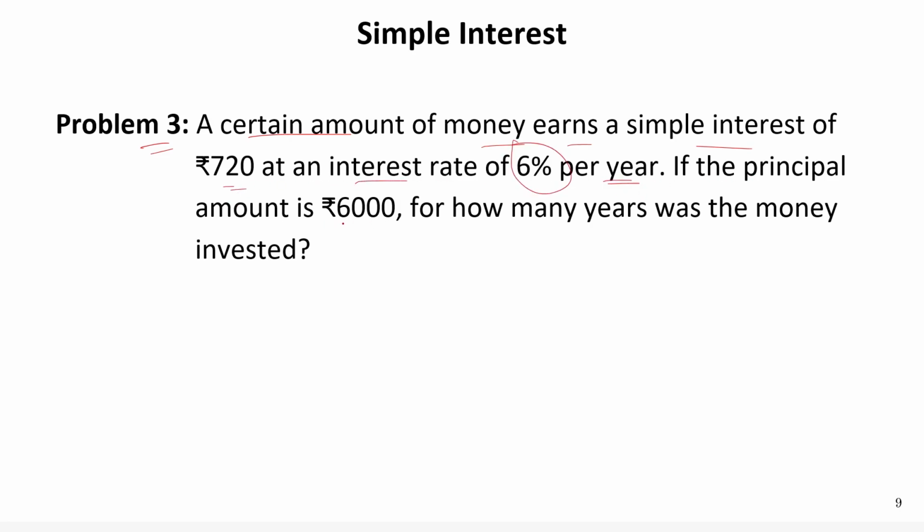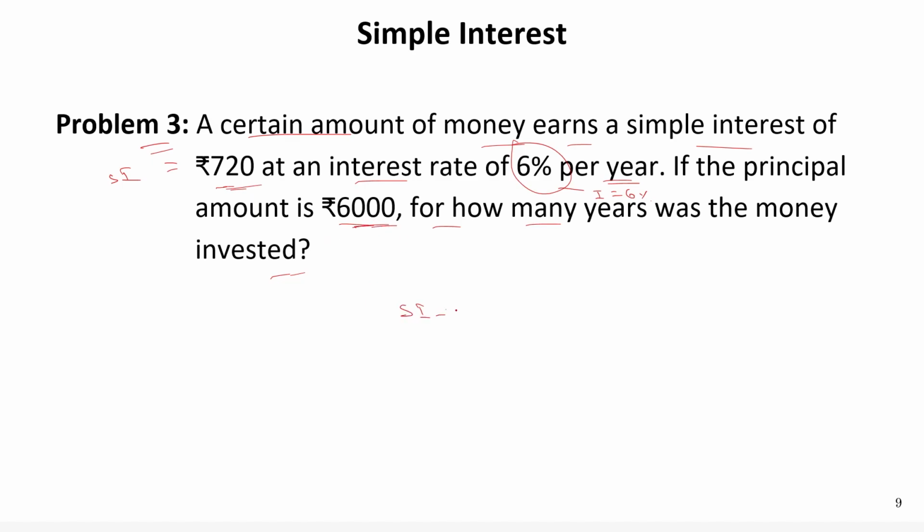So if the principal amount is 6,000, for how many years was the money invested? A certain amount of money earns a simple interest of 720 at an interest rate of 6%. So SI is given to us, and the interest rate R is 6%. The principal amount P is also given to us.